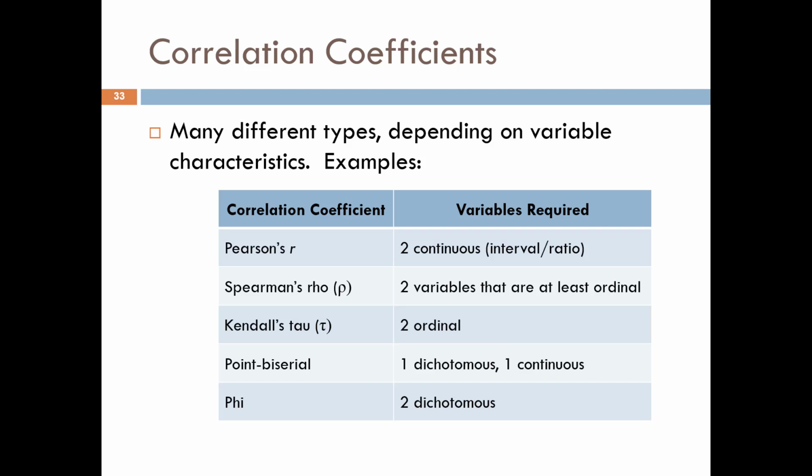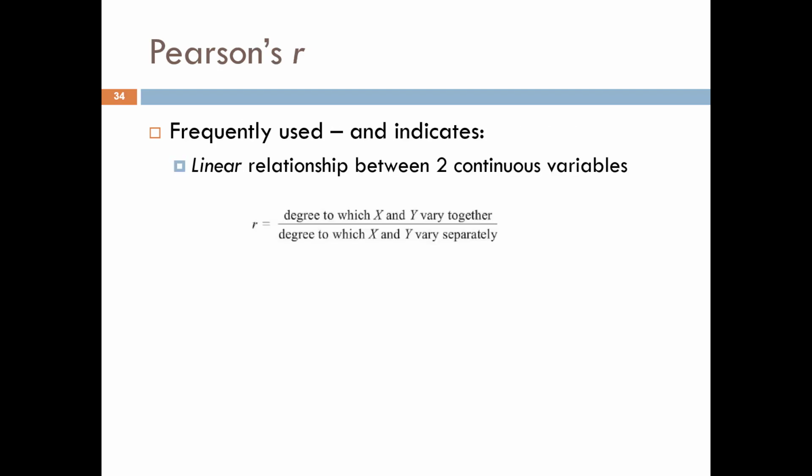Now let's talk about Pearson's R, which is the most frequently used, arguably, in psychology. It indicates the linear relationship between two continuous variables. Now keep in mind that this looks at only linear relationships. So if there are, for example, U-shaped relationships or any other curvilinear relationships between two continuous variables, then you can't use this correlation, but that doesn't mean that there's no association.